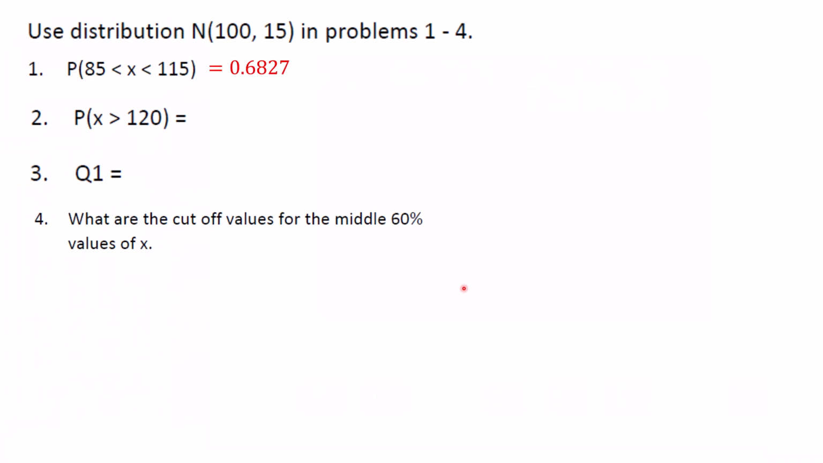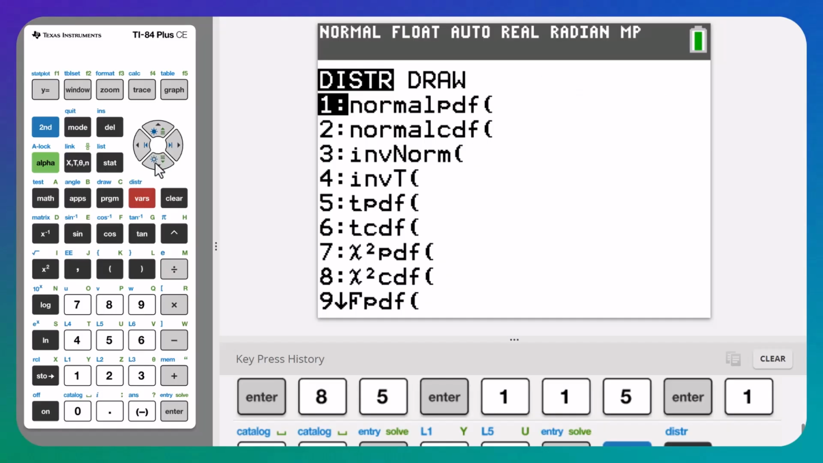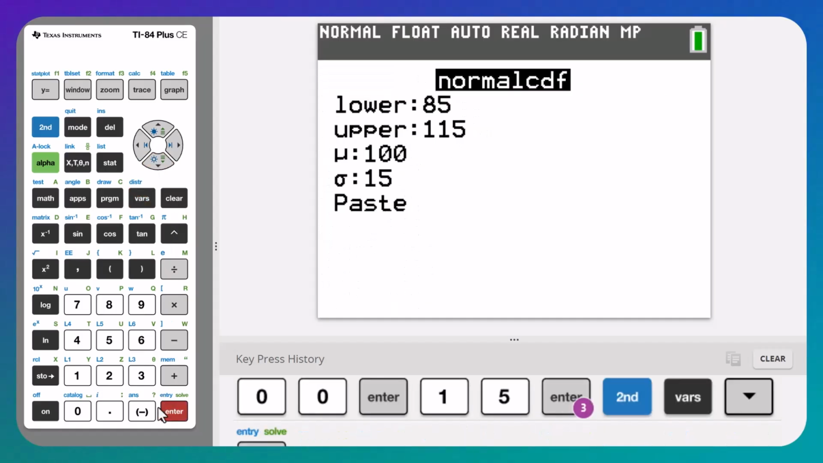So we got 0.6827 on problem 1. Now we're going to go back to the calculator, and instead of going between 2 values, we're going to the right of 120. We're going to calculate the probability that it's greater than 120. So we're still going to 2nd distribution, normal CDF, and instead of 85, my lower is now 120.